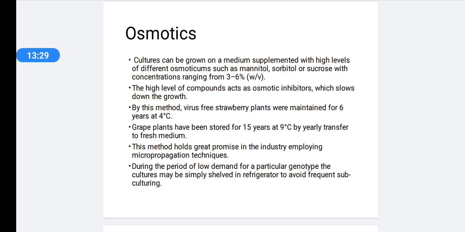By this method, virus-free strawberry plants are maintained for 6 years at 4 degrees Celsius. Grape plants have been stored for 15 years at 9 degrees Celsius, and this method actually holds great promise in industry employing micropropagation techniques. So during the period of low demand for a particular genotype, the cultures may be simply shelved in a refrigerator to avoid frequent subculturing.